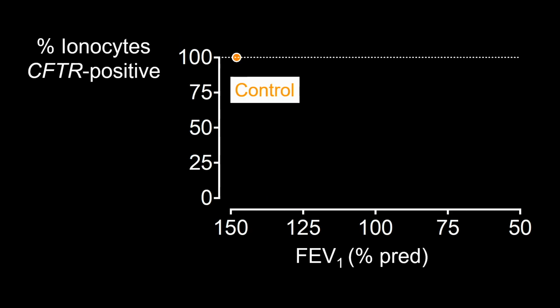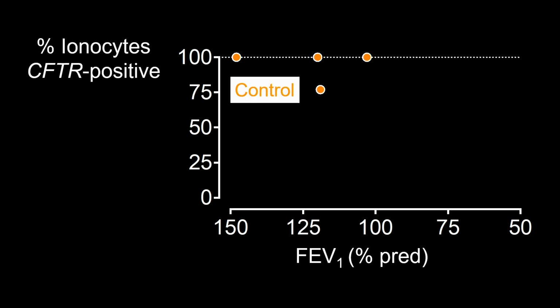The last thing we wanted to look at was whether or not the number of CFTR positive ionocytes correlated with some type of disease activity. And so the authors in this manuscript also provided pulmonary function tests. And so we looked at the percentage of ionocytes that were CFTR positive in each cell versus FEV1, a measure of airflow obstruction. A higher number means better lung function. So for this control subject, 100% of their ionocytes were CFTR positive, and has very good lung function.